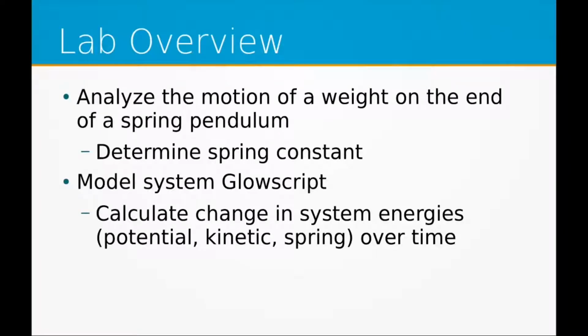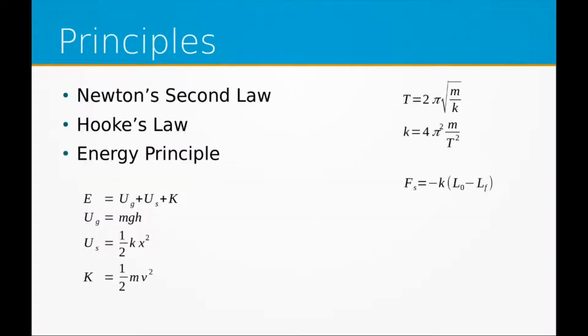Alright, so a quick overview of the lab. In this lab we're going to analyze the motion of a weight on the end of a spring pendulum. We're going to determine the spring constant and use that to help model the system in GlowScript. In our model we're going to calculate the change in system energies over time, which are potential energy, kinetic energy, and spring potential energy.